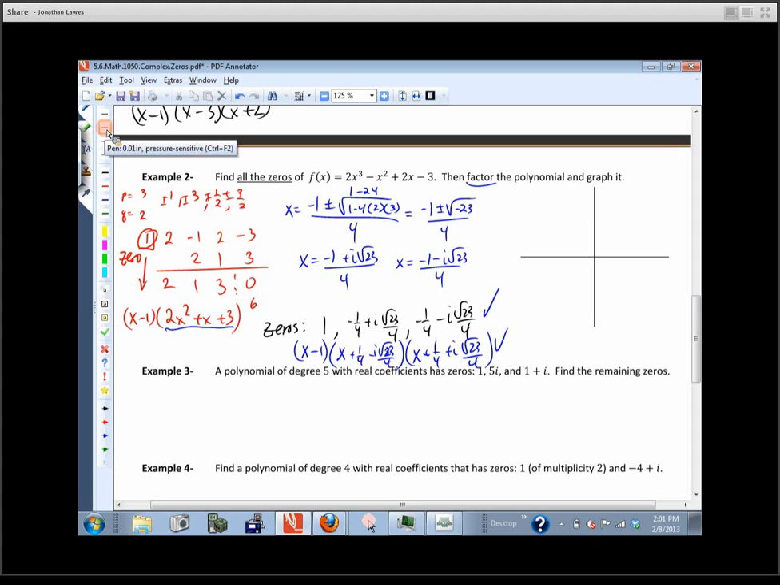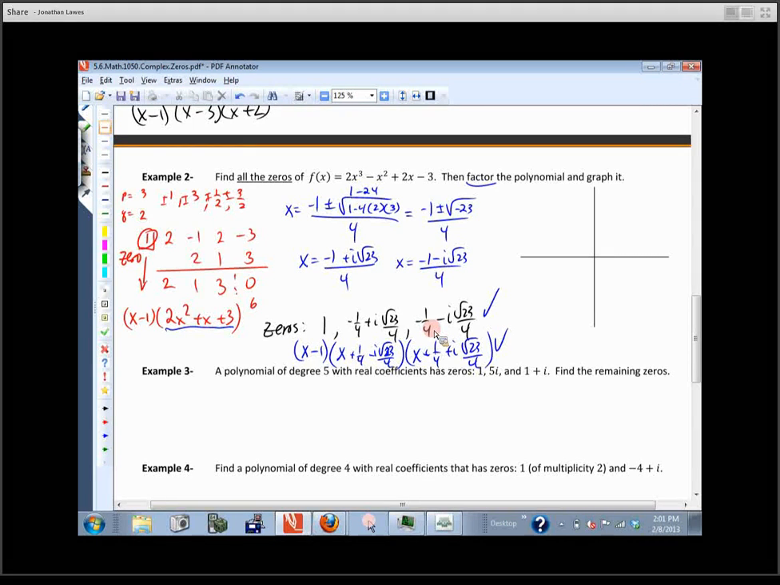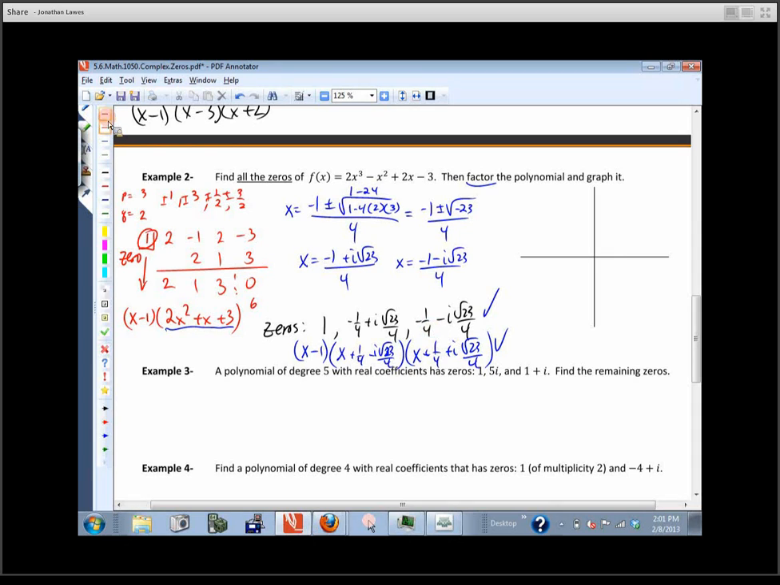Okay, now earlier Marissa said, well, what if you get imaginary zeros? How do you graph those? Okay, is this a point on the x-axis? Nope. Is that? Nope, so we don't worry about it. So of these three zeros, what's the only one that we graph on the x-axis? Just the one, okay? So we're going to put a 1 right here, crosses at 1.